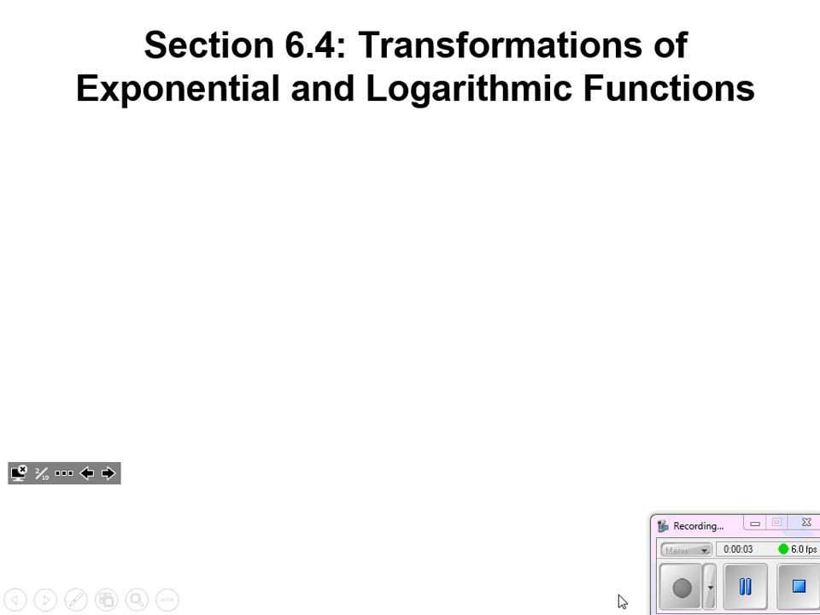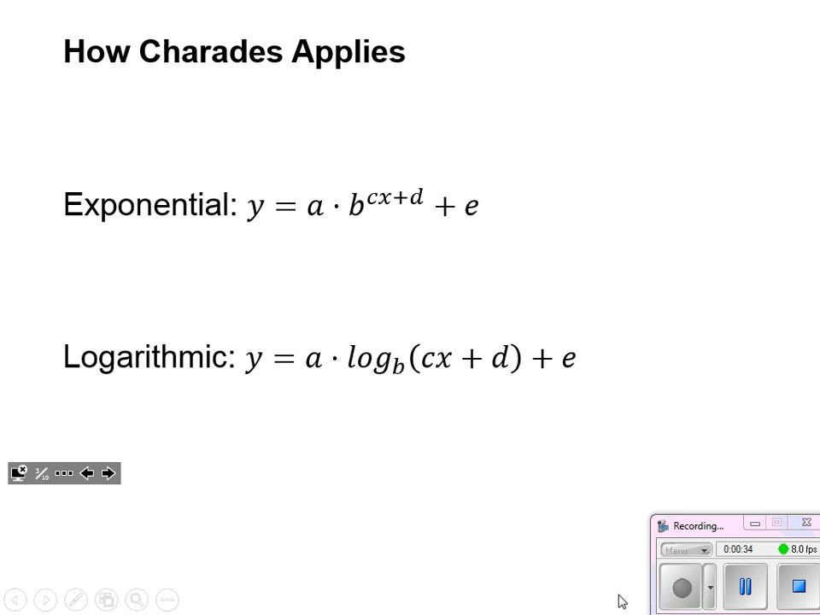Welcome to Algebra 2. Today we've got section 6.4, transformations of exponential and logarithmic functions. So let's have a look. We've had these sections on transformations ever since chapter 1. I really like that consistency on the part of our textbook to constantly reinforce that idea of stretching and flipping and shifting graphs around the coordinate plane. That really helps us understand what a function should be doing graphically. So let's see how that pertains to these types of functions.